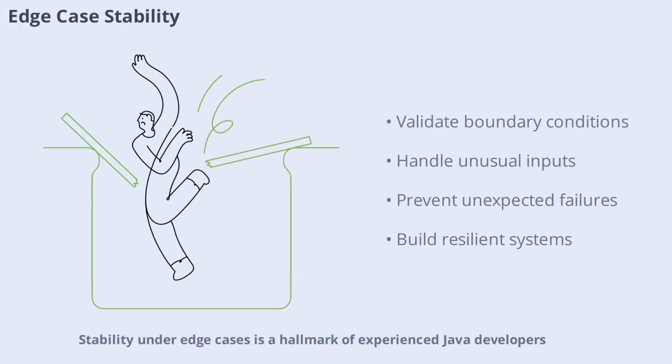Stability under edge cases is a hallmark of experienced Java developers. Always consider how your code behaves with unusual inputs or boundary conditions. Implement thorough validation and error handling to prevent unexpected failures. By anticipating edge cases, you build resilient systems that perform reliably in production.